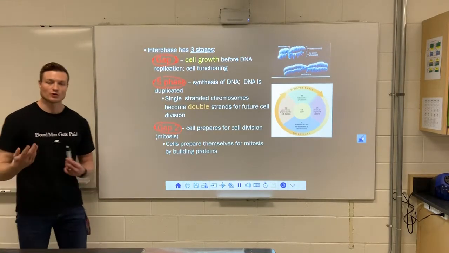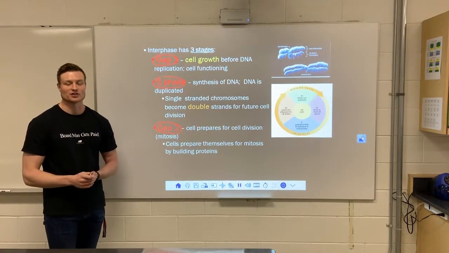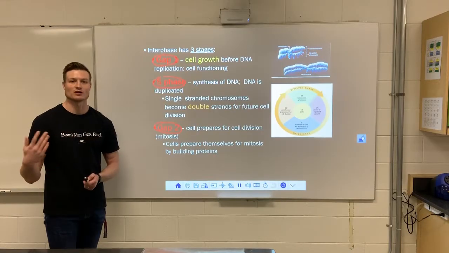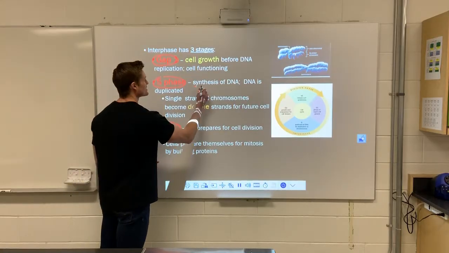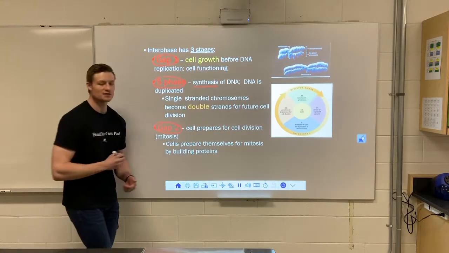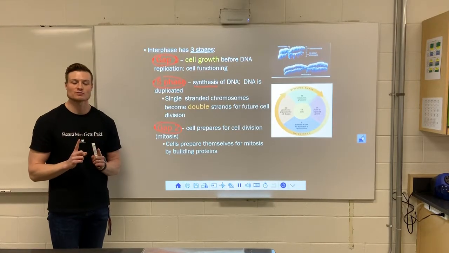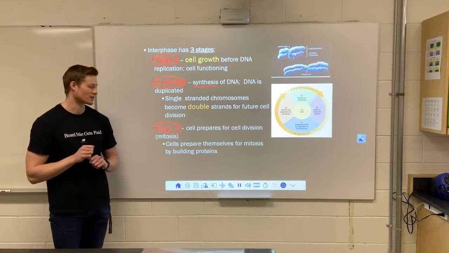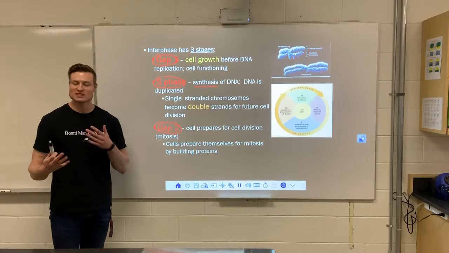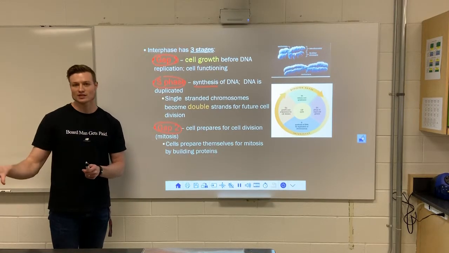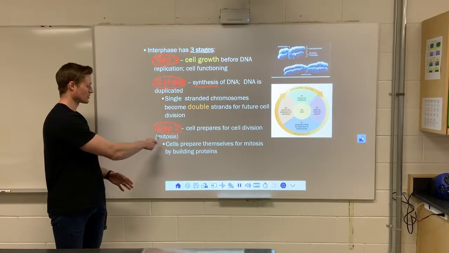So during gap 1 or G1, we basically have cell growth and the cell is doing its regular functioning, just going about its daily cell life. Then we reach S phase, and when I think of S phase, I like to think of synthesis, S for synthesis. This means DNA is going to be duplicated. This means our single-stranded chromosomes are going to become double-stranded chromosomes, and I'll explain what that means in a second. Then we have gap 2, which is similar to gap 1, but now the cell is doing its cellular activity, yes, but it's also preparing for the process of cell division, also known as mitosis.